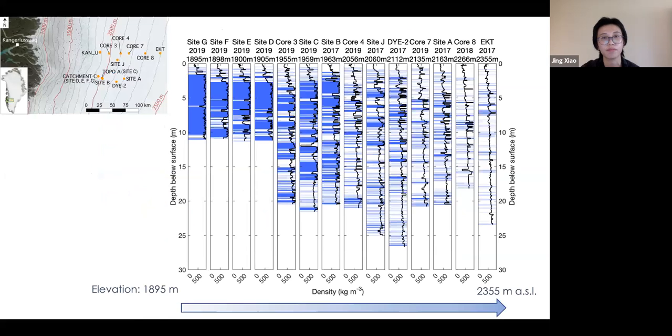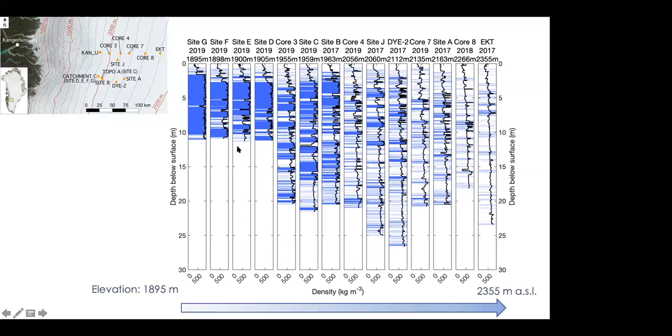So for modeling surface mass balance, the surface roughness length term is often super important.